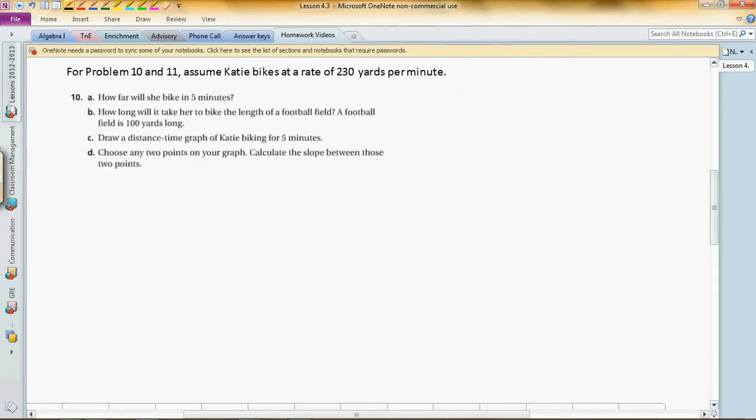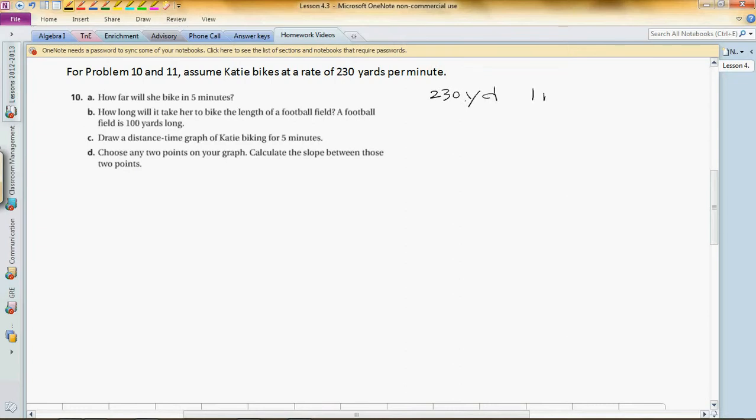Problem number 10 and 11. Assume Katie bikes at a rate of 230 yards per minute. A. How far will she bike in 1 minute, in 5 minutes? The way of thinking is pretty much the same as the previous problem. So 230 yards per minute. That means she goes 230 yards in a minute.